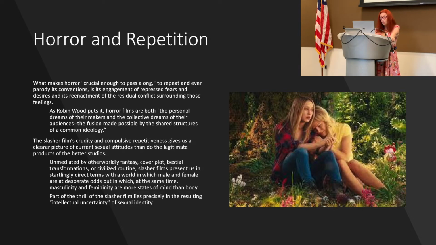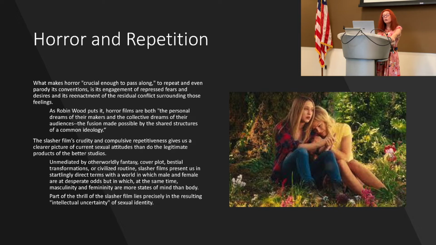As this genre, and any genre, kind of plays out in the various versions that are made in it, what you have are people deciding what's important to keep and what to throw away. And in horror, what makes it critical enough to pass along, to repeat and even parody its conventions, is its engagement of repressed fears and desires and reenactment of the residual conflict surrounding these feelings.